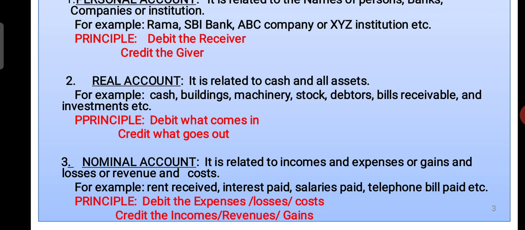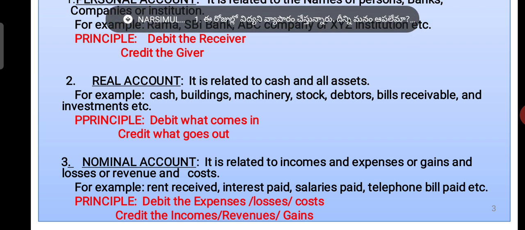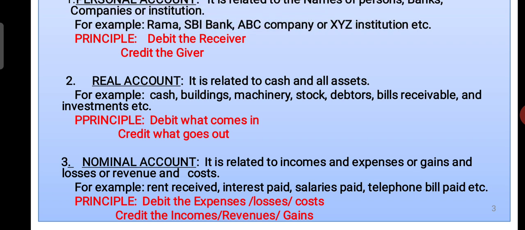Okay. Now the nominal account principle: debit the expenses, losses and costs, and credit the incomes, revenues and gains.